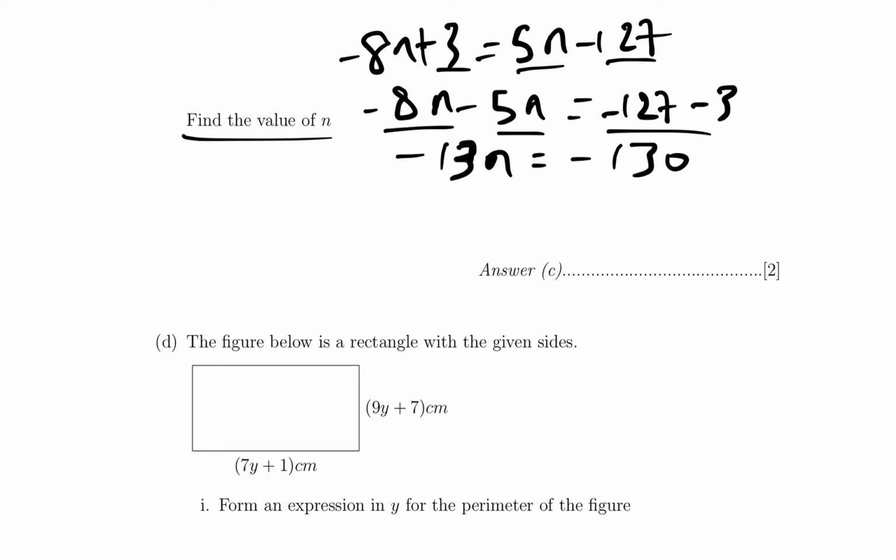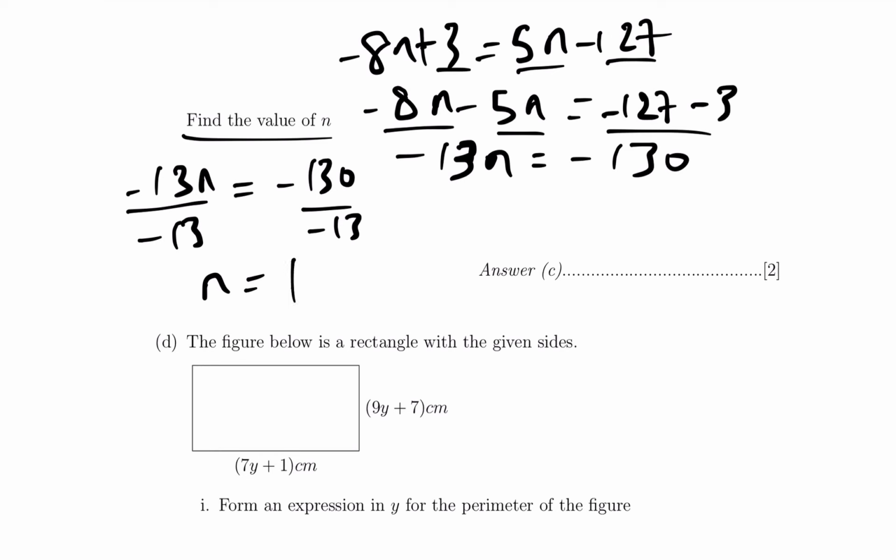And then now we have minus 13n is equal to minus 130. We divide by minus 13 on both sides. We get that n is equal to 10. So the value of n is equal to 10.